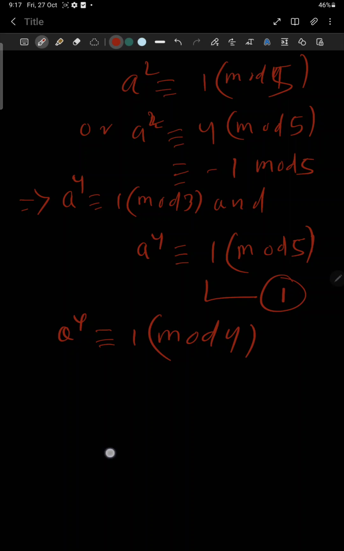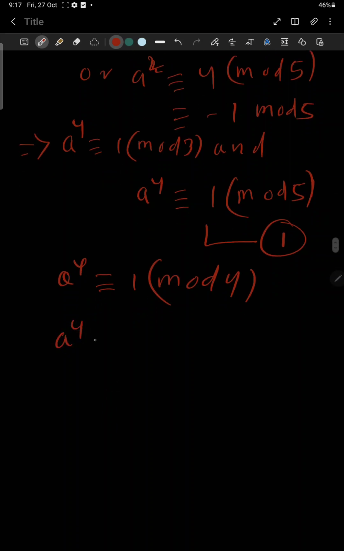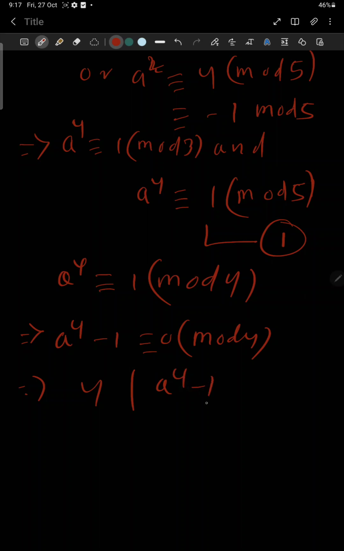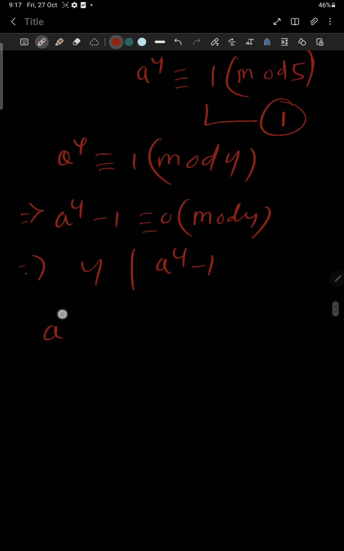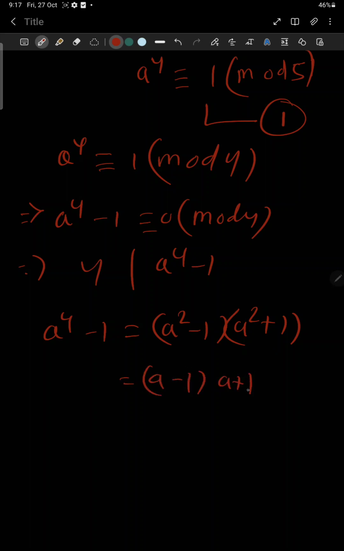We can prove it. a to the power 4 minus 1 congruent to 0 mod 4 means we have to check that 4 divides a to the power 4 minus 1. This is true, because a to the power 4 minus 1 can be written as a square minus 1 into a square plus 1, and a square minus 1 can be written as a minus 1, a plus 1, a square plus 1. We can verify that 4 is always a factor of this product.